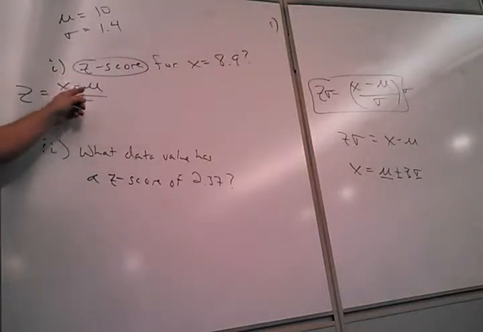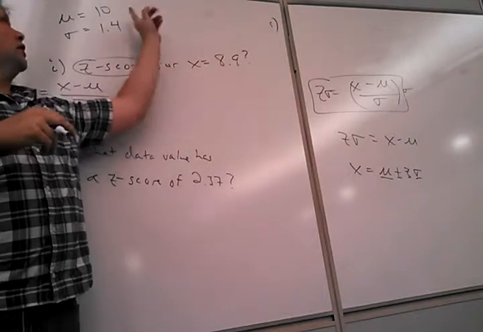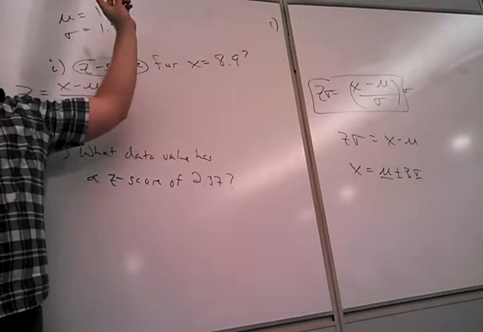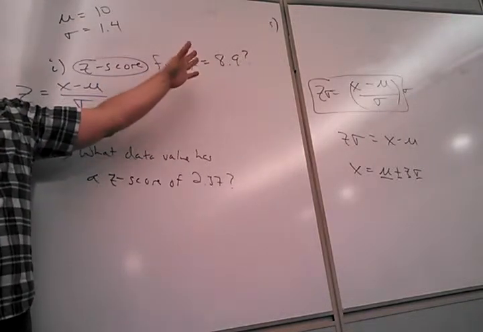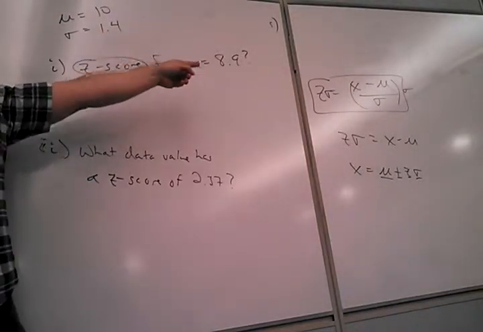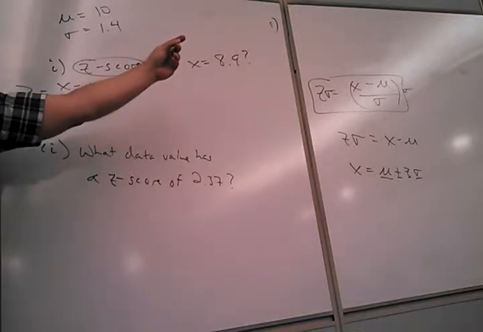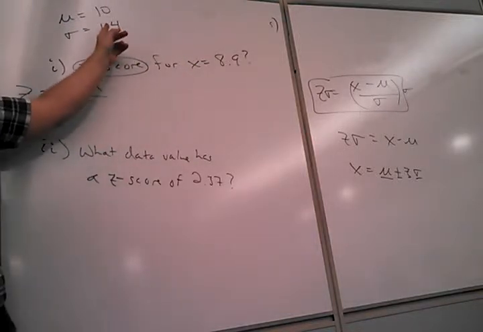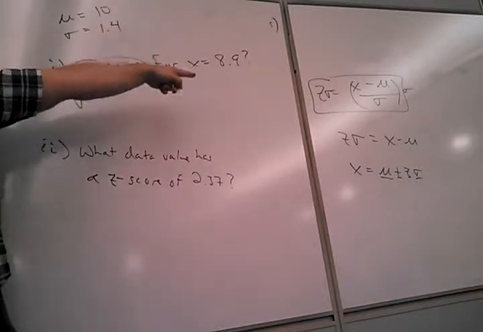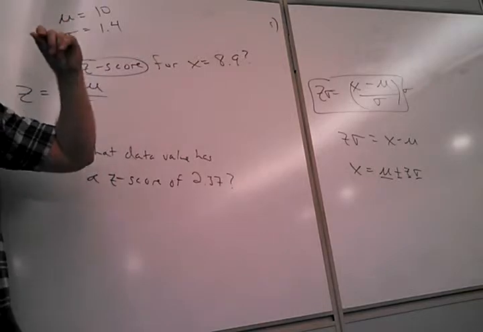Even before you do this formula, is it going to be positive or negative? Is it above or below the mean? Below. So it's going to be negative. I like it. And is it a full step down from 10 to 8.9? No, a full step would be 8.6. It's not quite a full step, is it? So it should be a negative number that's less than 1.